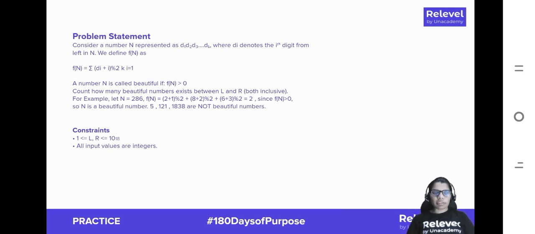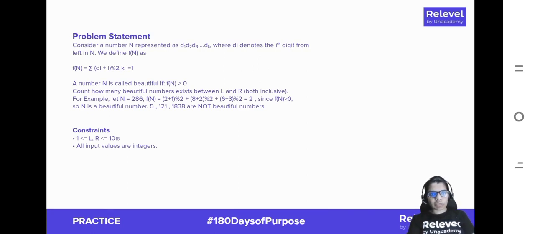For example, there is a number 5. If you do 5 plus 1, it becomes 6, as 5 is on first index. And if you take its modulo by 2, 6 modulo 2 gives you 0. As f of n is not greater than 0, 5 won't be a beautiful number, right?